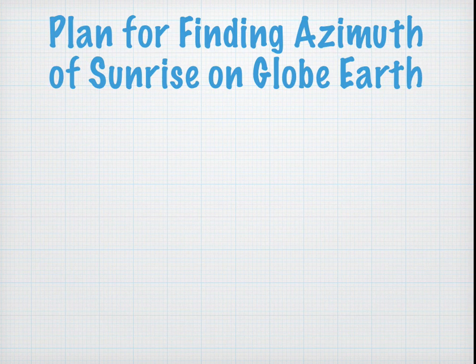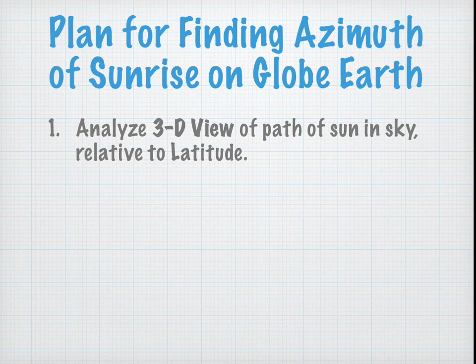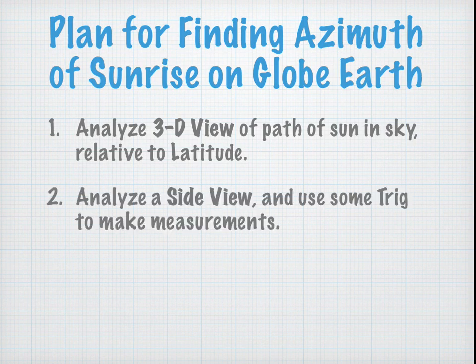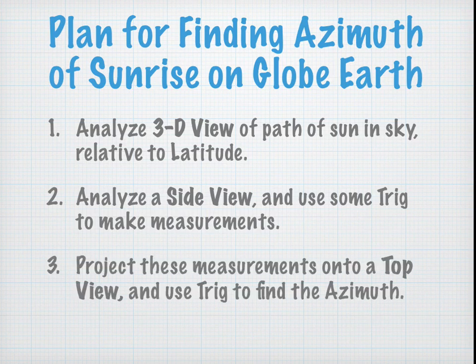How are we going to find the azimuth of sunrise on a globe Earth? Well, we're first going to analyze the 3D view of the path of the sun in the sky relative to the latitude. Now, we've already started that process with that little diagram. Then we're going to analyze a side view and use some trig to make some measurements.